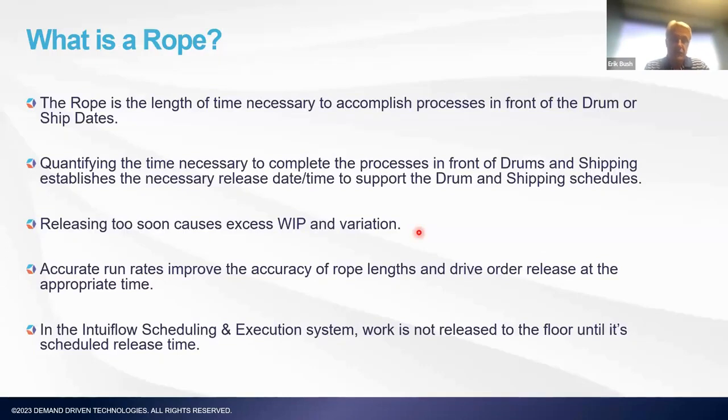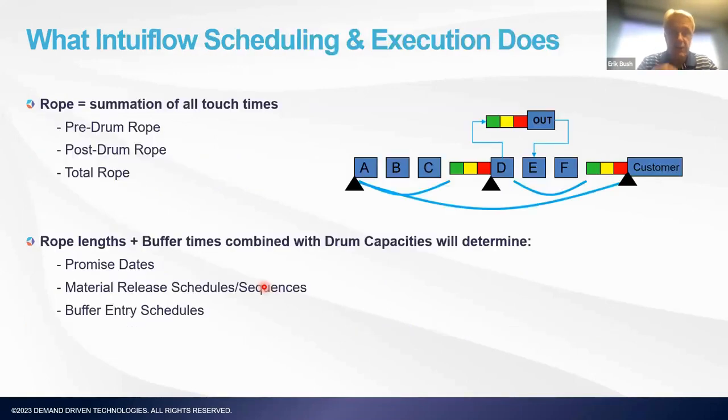The rope is the summation of all the time from the release point to the front of the drum. And so that would include the drum buffer itself. So we're quantifying that time. That gives us an idea of how long we have from when we initially release to when that work order should arrive at the drum buffer. If we're releasing too early, we're creating WIP, we're creating variation. Clearly, probably the biggest point here is getting accurate run rates and setup times so that those rope lengths are accurate and give us reliable signaling points to work from in terms of material movements and things like that. So choke and release, the shorter you can keep that horizon, the better off we're going to be.